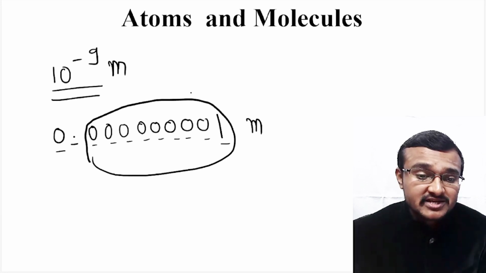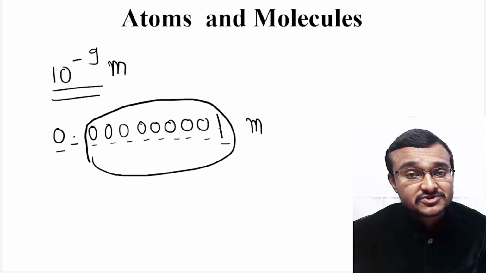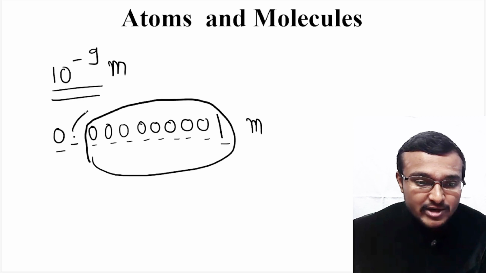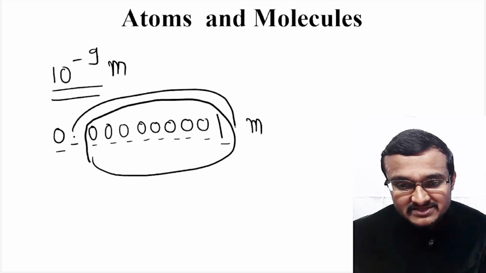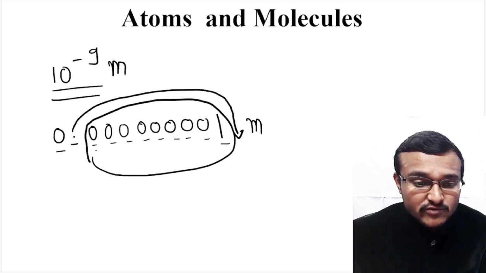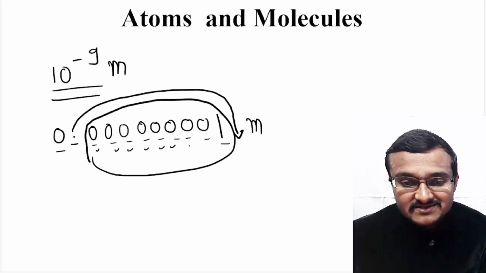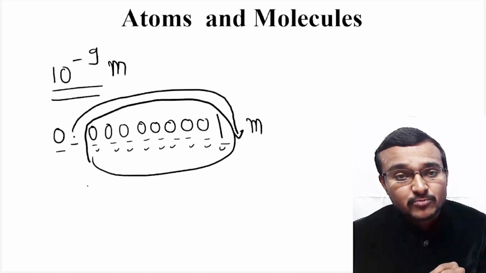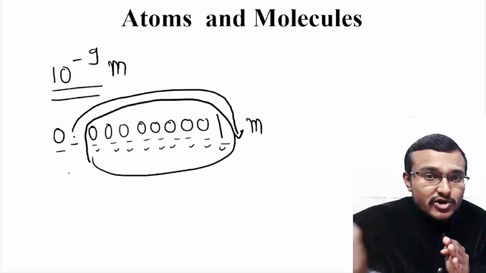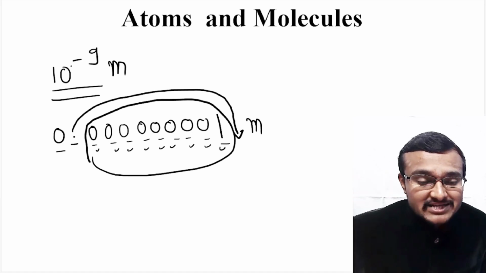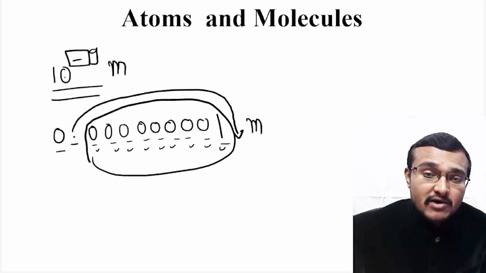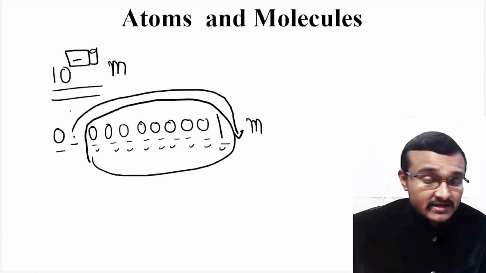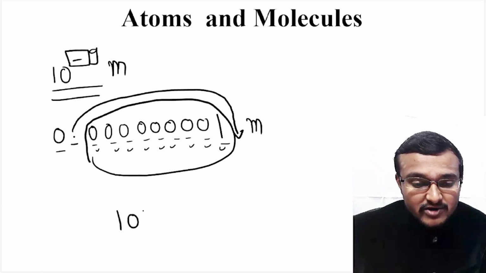So how to convert this 0.000000001 meter into 10 power minus 9? You will move the decimal point to the place after 1. You are moving 1, 2, 3, 4, 5, 6, 7, 8, 9, so after 9 digits you are moving the decimal point. When you move the decimal point to your right hand side, you should put a negative symbol in the power of 10. And the number of digits you moved the decimal point should be put in the power, that is 9. So 10 power 9.